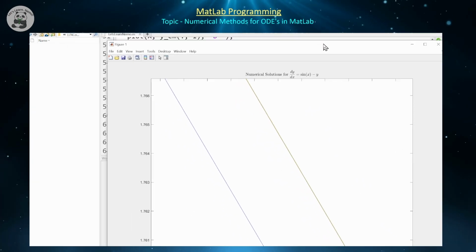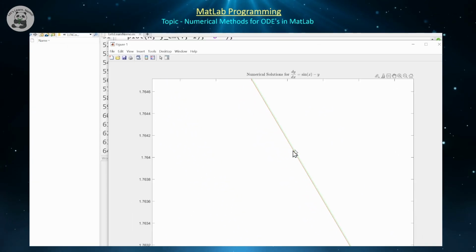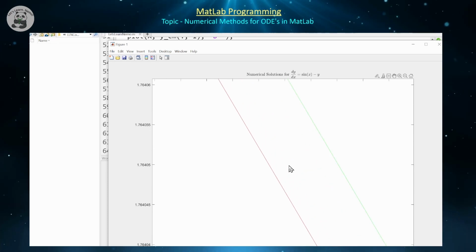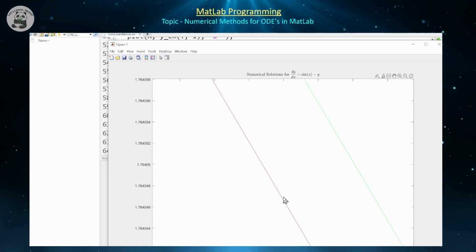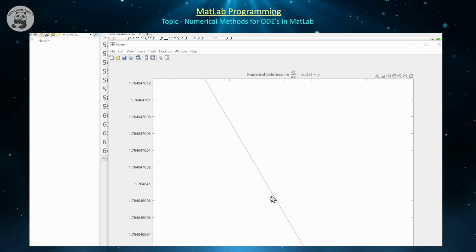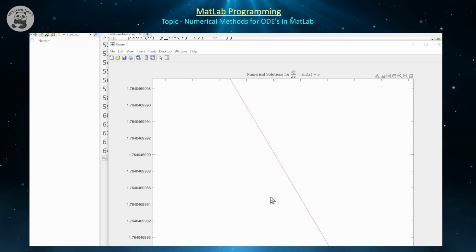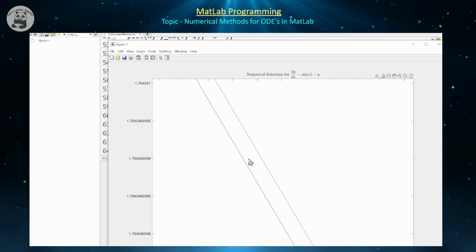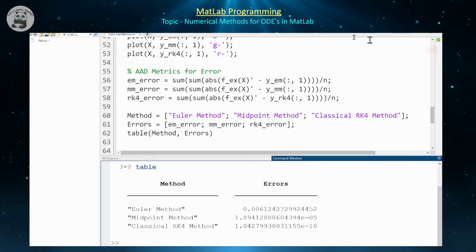So let's just zoom in to sort of see what's going on in this green, red, black area. So as you can see, we have our green here and our red here, and then you're like, oh, where's my black solution? So if we keep on zooming in, we eventually come across it, which is sort of hiding in here. They're very, very close, which is a good thing. Red is our RK4 method, keep that in mind.